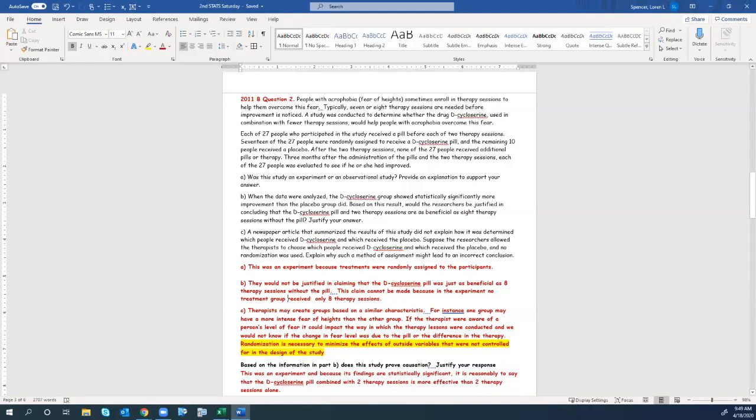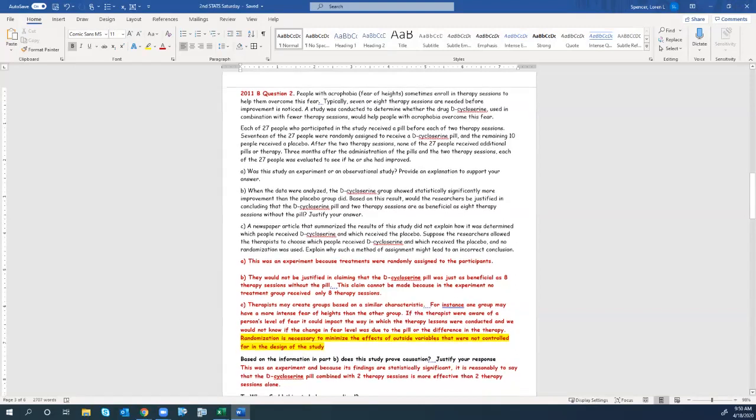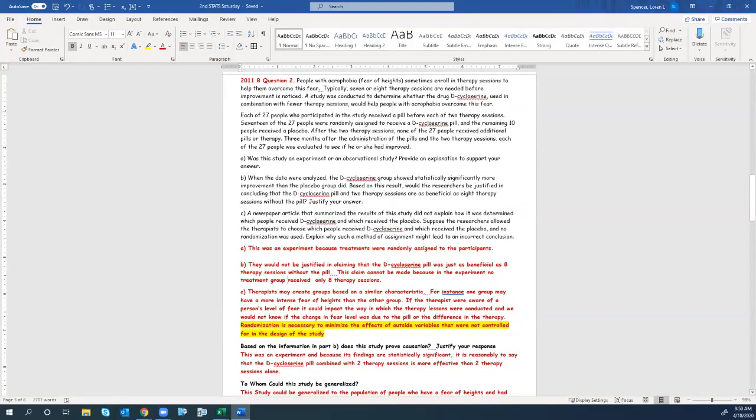Notice I said that the medication and therapy were better than 2 therapy sessions. We can't say the medication and 2 therapy sessions are better than 8 therapy sessions because that wasn't tested. But if you actually compared the treatments, it was statistically different. So you can say because it was an experiment, causation could have been shown had they asked that question. All right.